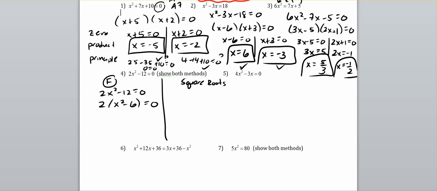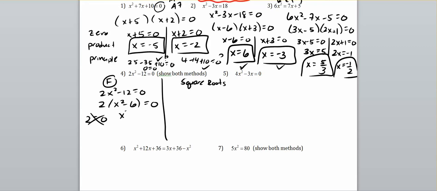Now I cannot factor x squared minus 6 anymore, because 6 is not a perfect square. However, since I'm fully factored, 2 times this is equal to 0, I'm going to set them both equal to 0. When I set a coefficient equal to 0, that just gets rejected because 2 can't equal 0.